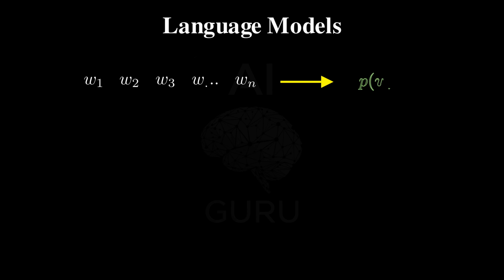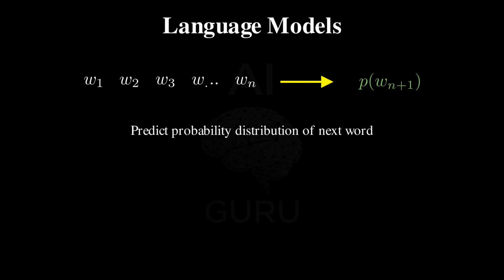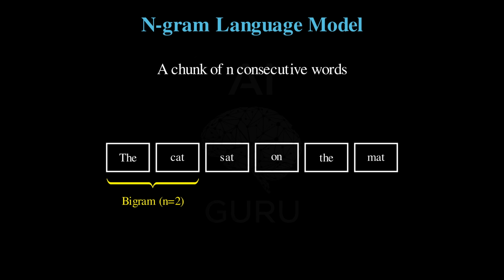Exactly. Formally, given a sequence of words W1 through Wn, the model computes the probability distribution of the next word, P of Wn+1, across the entire vocabulary V. The challenge has always been how to effectively model the dependence of that next word on all the prior words. And the initial solution to that was the n-gram language model. N-grams are conceptually pretty straightforward. An n-gram is a chunk of n consecutive words. The model estimates the probability of seeing that chunk.